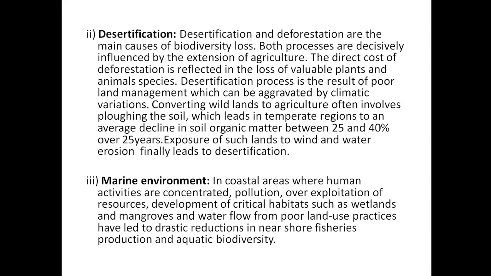In the marine environment, in coastal areas where human activities are concentrated, pollution, overexploitation of resources, development of critical habitats such as wetlands and mangroves, and water flow from poor land use practices have led to drastic reductions in near-shore fisheries production and aquatic biodiversity.